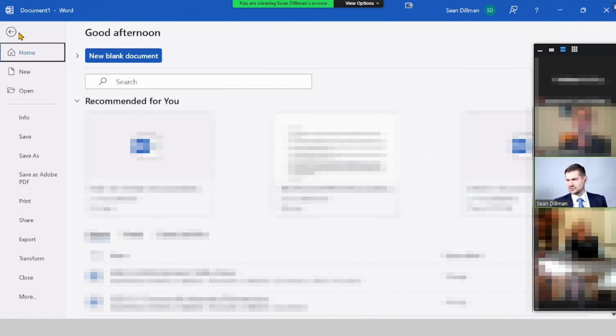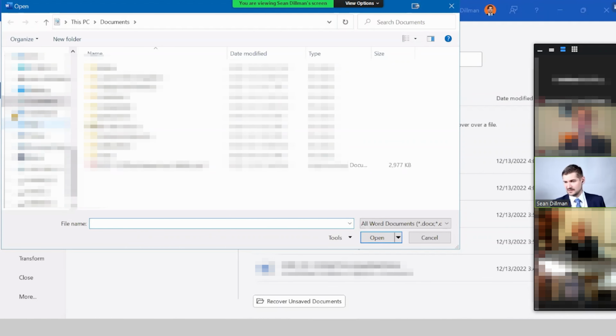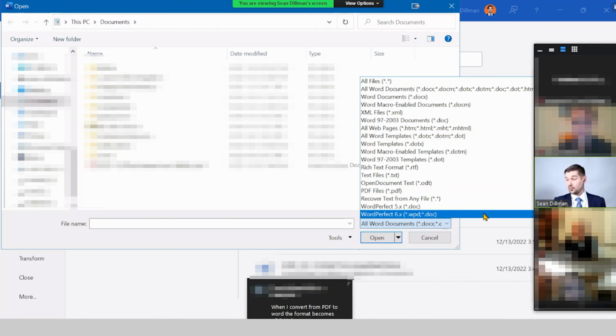I feel like I would always just go to File, Open, and I would be able to open... Does it tell you the types? Browse. Aha. So file, open. Looking here, opening up the open window, it seems that it'll open WordPerfect version 5 documents, WordPerfect version 6. It might even do earlier.